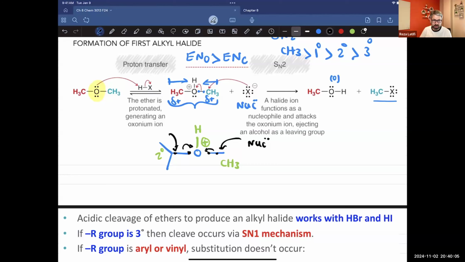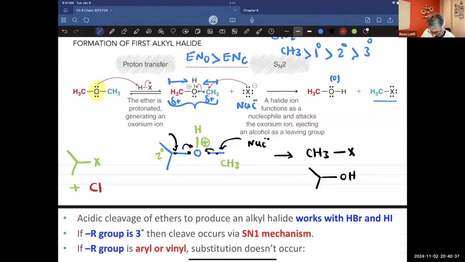Or it can attack this carbon, and then those two electrons will be given to oxygen, and we'll get methanol. So if we attack carbon number 1, the one on the right side, we will get CH3 and then X, the halide, and also this alcohol, the isopropyl alcohol. Or if we attack the secondary carbon, in that case, we will get the halide attached to the isopropyl, plus we get methanol, CH3OH.